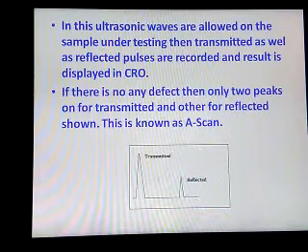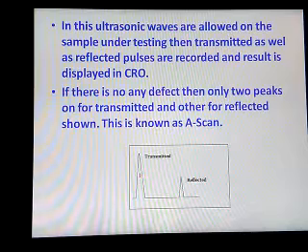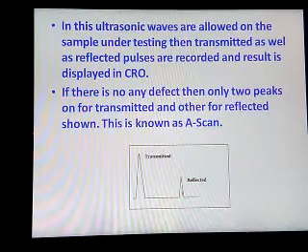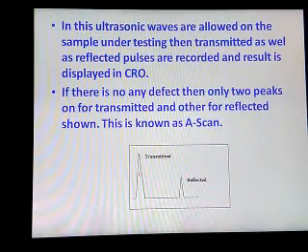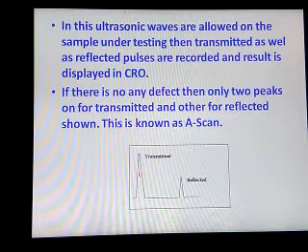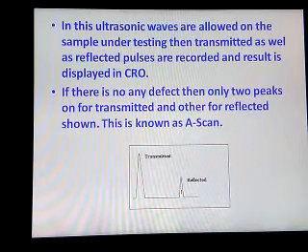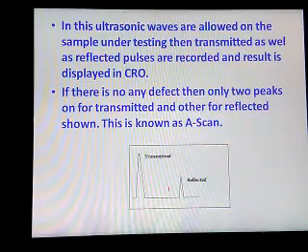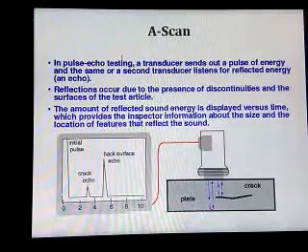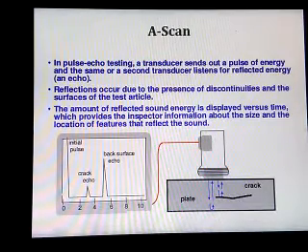This is the representation of the pulse: this is for transmitted and this is for reflected. The transmitted energy is lost due to the travelling of the ultrasonic wave in the medium, and therefore the reflected pulse has a small peak. This is the representation in A scan whenever there is no defect. Whenever there is a defect, the observation is considered in this way.